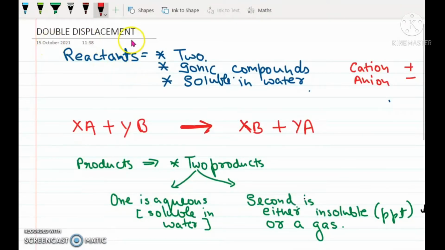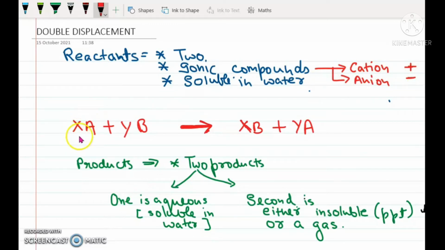Now, what is a double displacement reaction? A double displacement reaction is a reaction in which we have two ionic compounds which are soluble in water. Though I should not say this sentence, because by now you must be clear that ionic compounds are soluble in water. Now, if they are ionic compounds, they should definitely have two things: a positively charged species which is referred to as a cation, and a negatively charged species which is referred to as an anion.